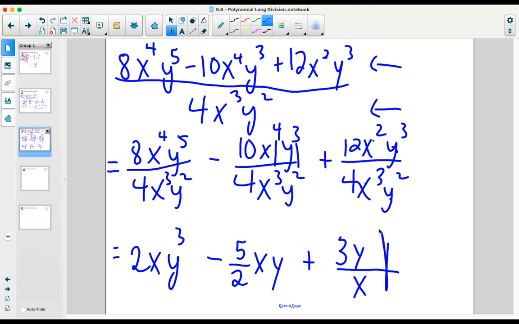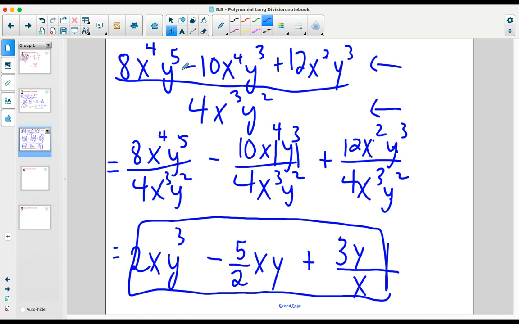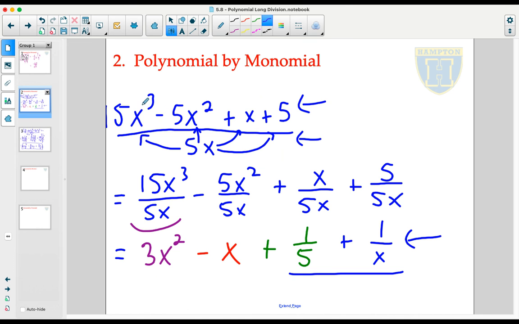So here we have our simplified version of that polynomial divided by monomial. Again, 3 terms in the numerator means we're going to have 3 different divisions. 4 terms in the numerator means we need 4 different divisions.